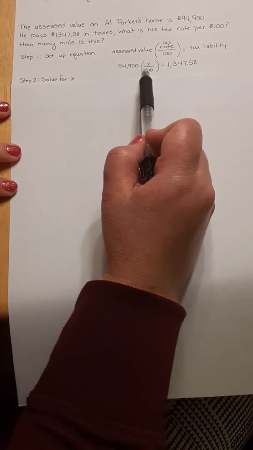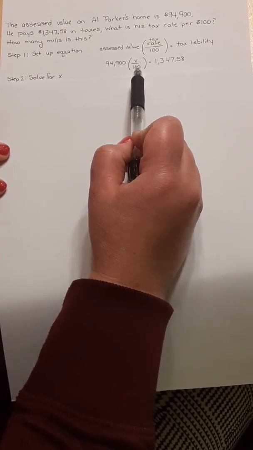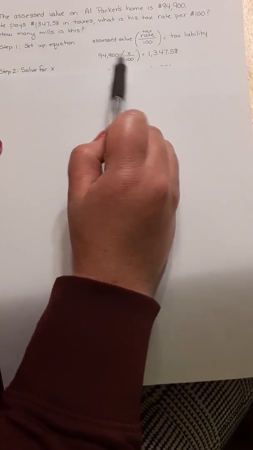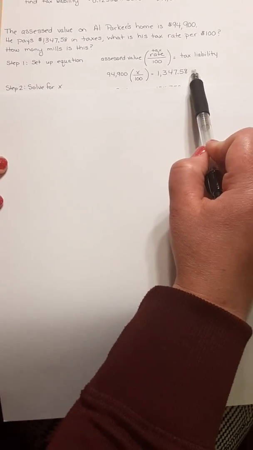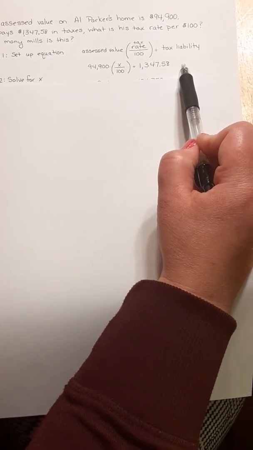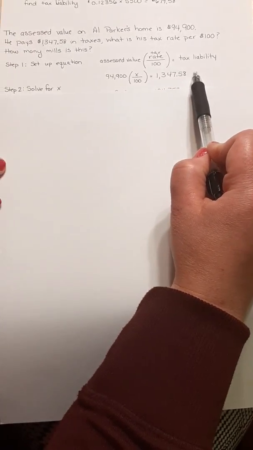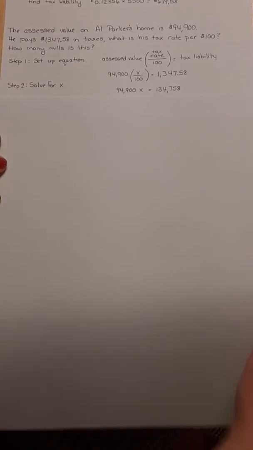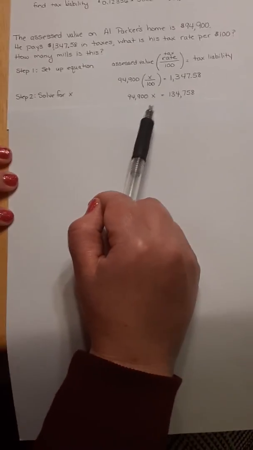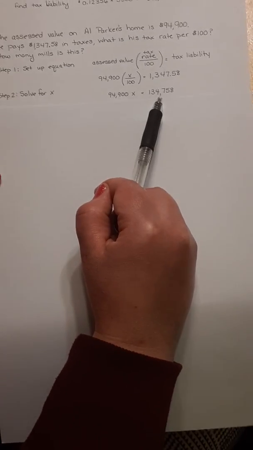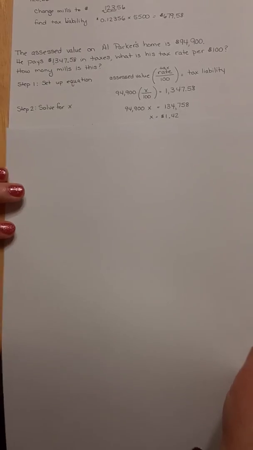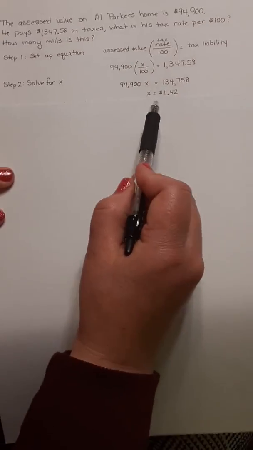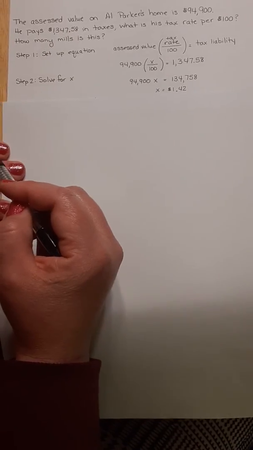And to solve for x, I need to get rid of this 100 in the denominator. So I'm going to multiply the top by 100. That's going to cancel out my 100, and what I do to one side, I have to do to the other. So I'm going to take this 1,347.58 and multiply that by 100. And so I end up with 94,900x equals 134,758. Divide both sides by that 94,900, and I find out that x equals $1.42. This is my tax rate that they were asking for.